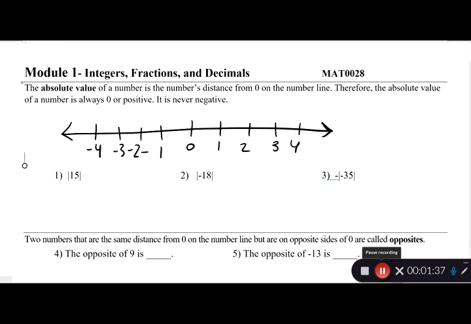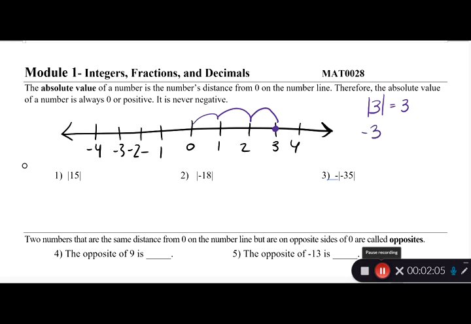So if we were given, let's say, the number 3, where is the number 3 on our number line? Well, it's right here, right? And if we count from 0, we go 1, 2, 3 places. So the absolute value of 3 is 3, because it's a distance from 0 on a number line.